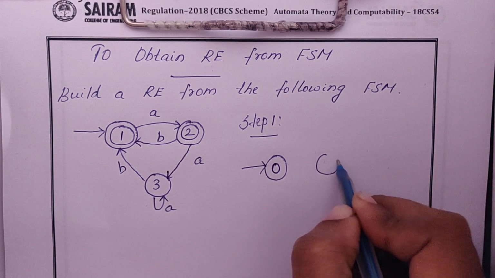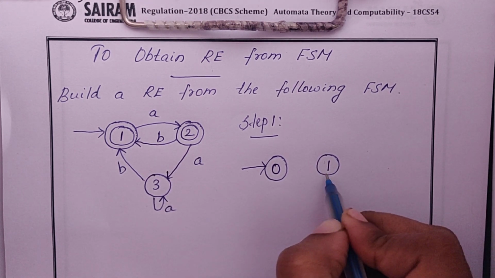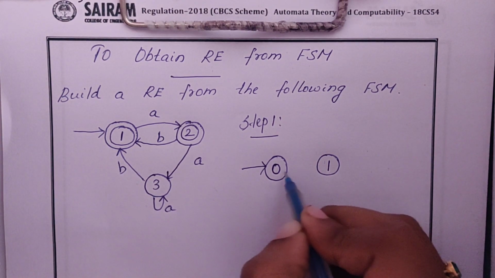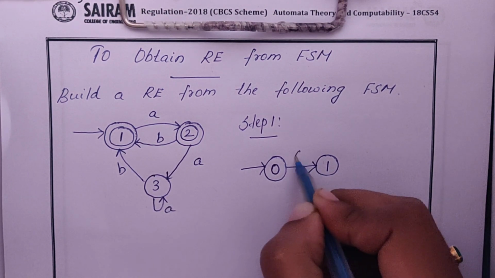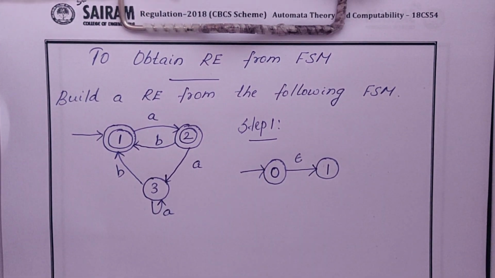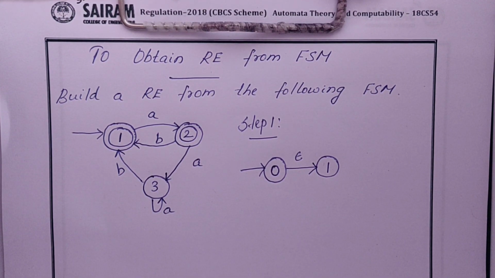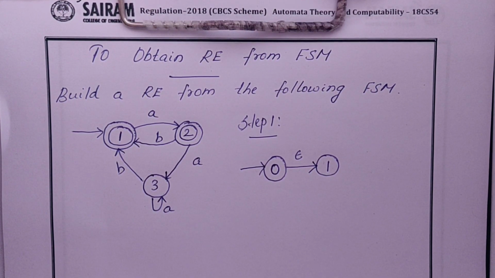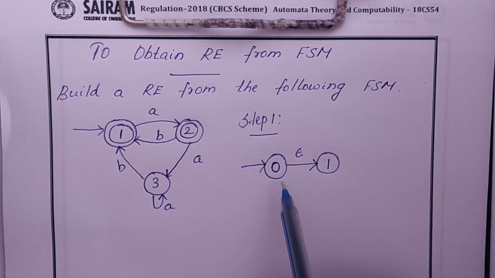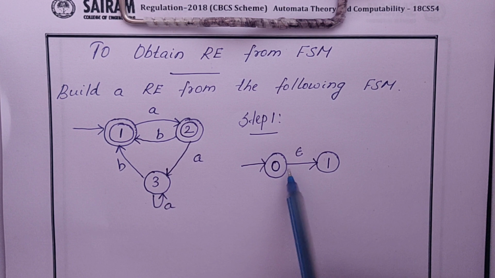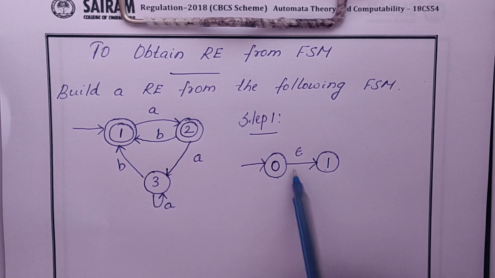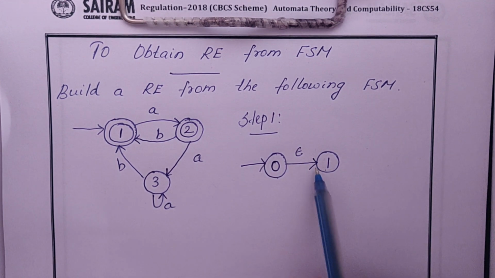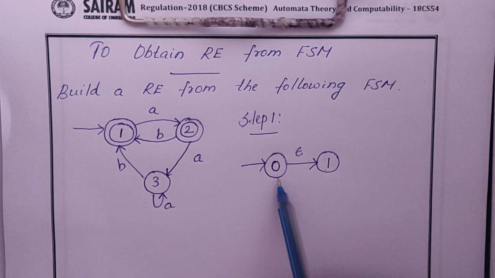Which is your old start state? Old start state is 1. This is old start state, this is new start state, and both should be connected with an epsilon transition. What is our condition? Start state should not have any incoming edge. If it has incoming edge, I have to make a new start state. While connecting this old start state and new start state, you have to be very careful. You have to connect like this. You cannot connect in reverse way. If you connect in reverse way, again your new start state will have an incoming edge.